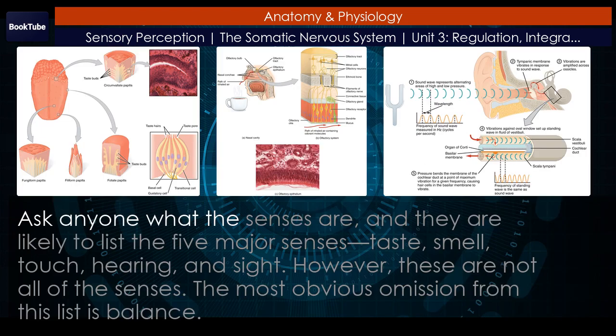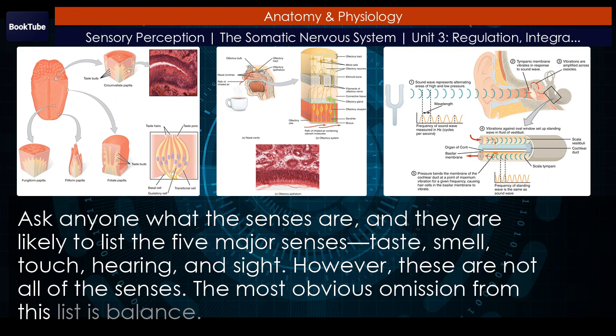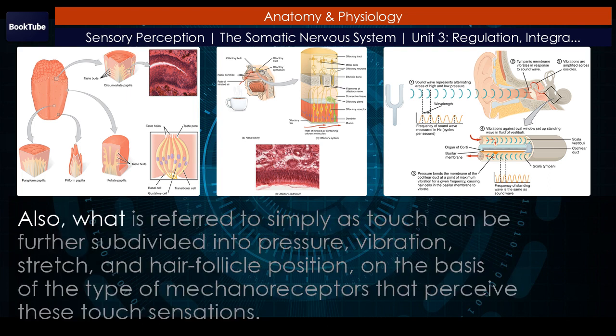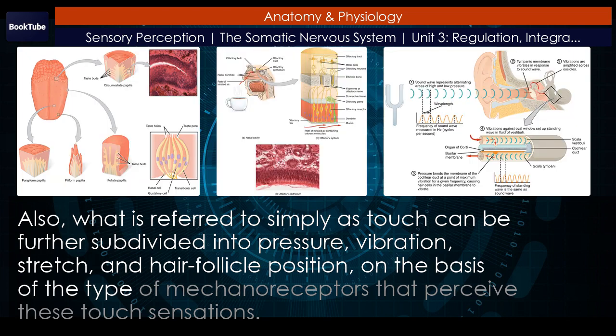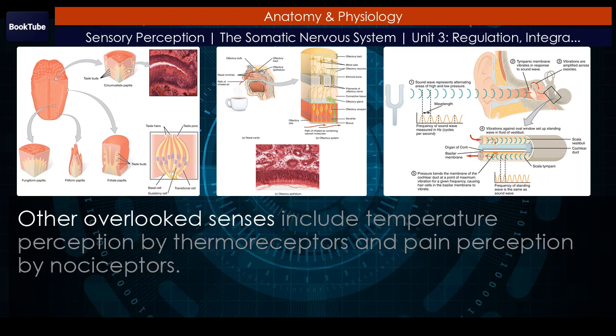Sensory modalities. Ask anyone what the senses are, and they are likely to list the 5 major senses: taste, smell, touch, hearing, and sight. However, these are not all of the senses. The most obvious omission from this list is balance. Also, what is referred to simply as touch can be further subdivided into pressure, vibration, stretch, and hair follicle position, on the basis of the type of mechanoreceptors that perceive these touch sensations. Other overlooked senses include temperature perception by thermoreceptors and pain perception by nociceptors.